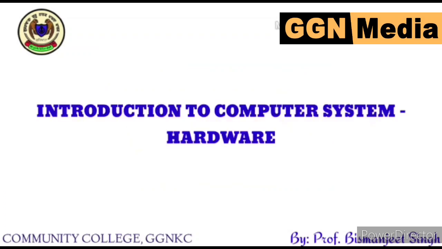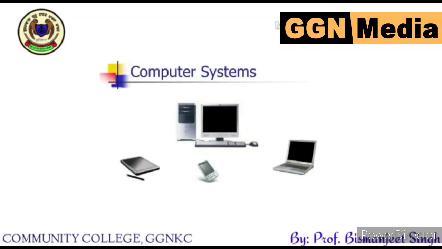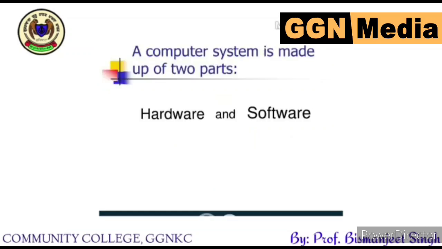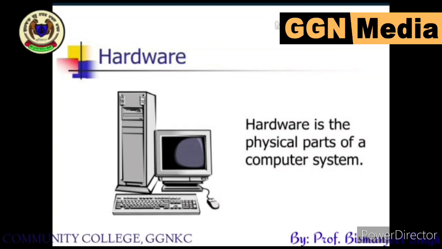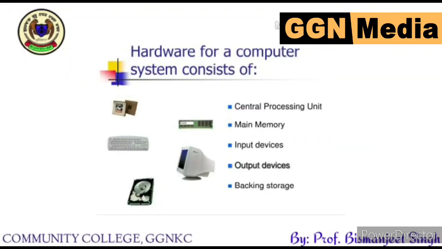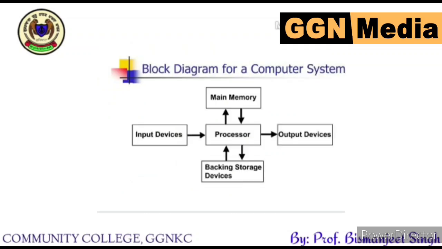Today's topic is Introduction to Computer Hardware. The computer system is made up of hardware as well as software. Hardware is the physical part of the computer system. It consists of the CPU, main memory, input devices, output devices, and storage devices. This is the block diagram for a computer system.